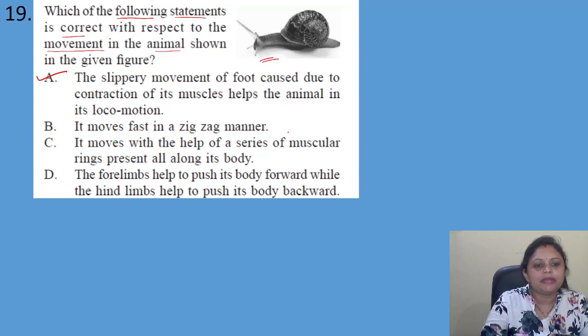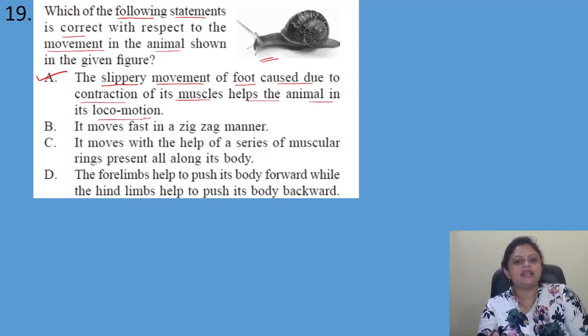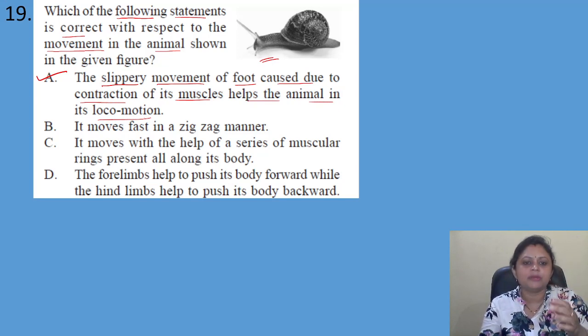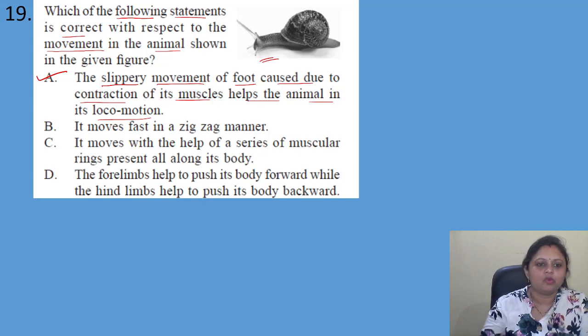So the slippery movement of a foot caused due to contraction of its muscles helps the animal in its locomotion. So how does the snail's locomotion happen? The slippery movement of the foot, with the contraction of muscles, gives it locomotion. Okay.